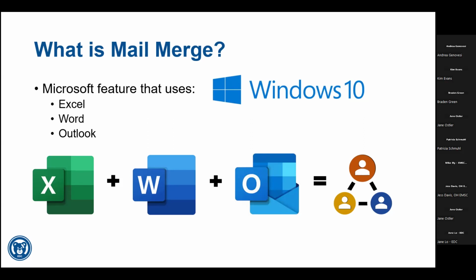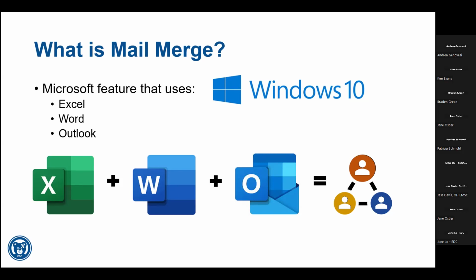And finally, think about how we want to customize our email messages to send to our agencies in a very specific way from Outlook. So I'm going to demonstrate how we can use all three of these things to send the same information, but personalized to EMS agencies. You can see how Excel plus Word plus Outlook equals customized information to different agencies.